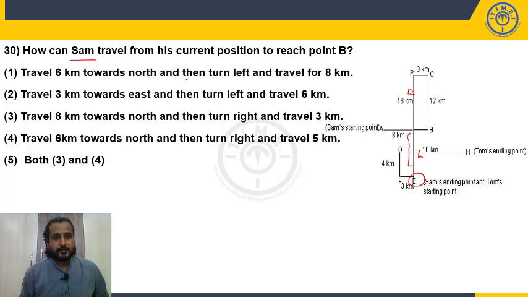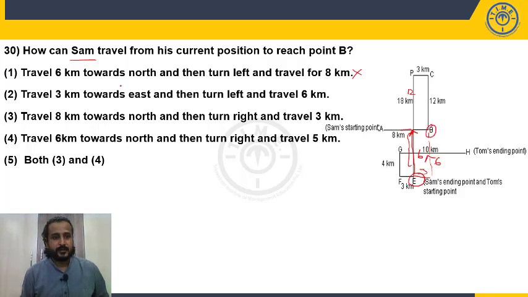12. Okay, 6 meters north. Perfectly matching. 6 meters north, left? No, it should be the right side. Next, 3 kilometers east. Okay, so 3 kilometers is also in parallel with B, on the left side, and 6 kilometers exactly reaches B.